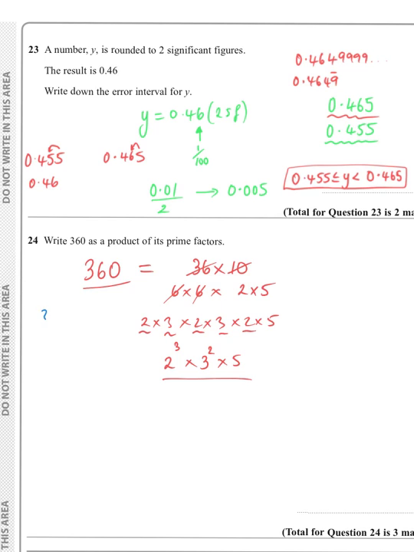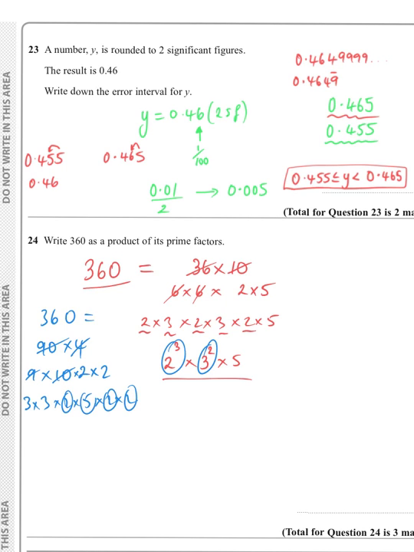Here's one more way. You could do, I don't know, let's say 90 times 4, because 4 right angles make 360 degrees. Split the 4 down into 2 times 2. Split the 90 into 9 times 10. Split the 9 into 3 times 3, so there's our 2 powers of 3. Split the 10 into 2 times 5. And there's our 3 powers of 2 and our 1 power of 5. So there's plenty of ways of doing that.